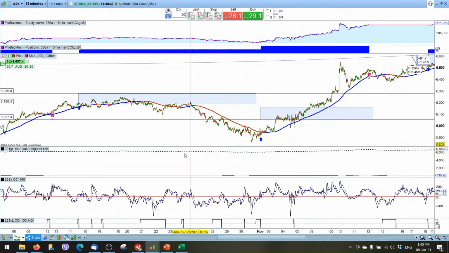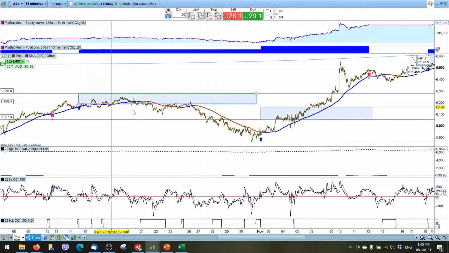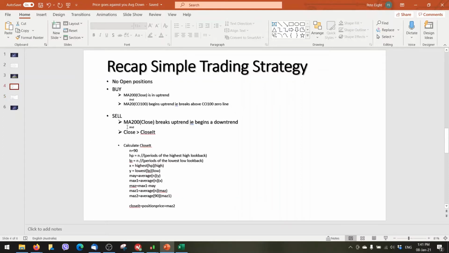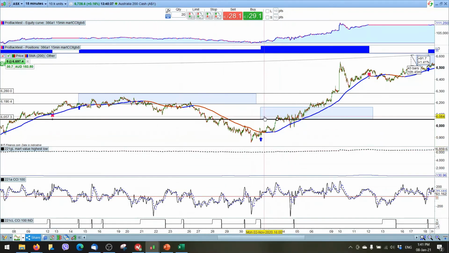The gap 1 and gap 2, this is a calculation. Basically gap 1 is the average last price minus the close, so average last price minus this latest close. That's gap 1. And gap 2 is 2 times the MAS2. The MAS2 was, as per the sell criteria, the average of the last 90 bars of the highs and lows. So 2 times MAS2. And that's why we need to have an entry point down here.